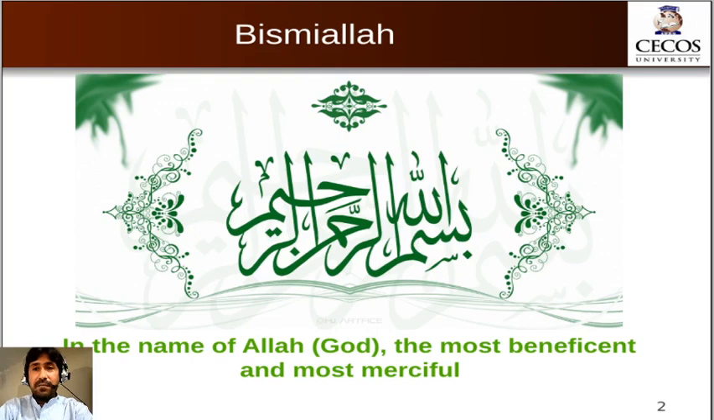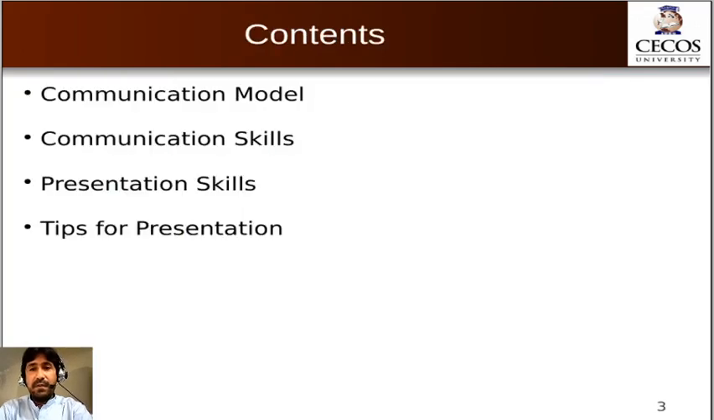The contents of today's presentation are that first I will talk about a communication model in general, and then some communication skills which are required for delivering any useful presentation, and then some presentation skills and how to acquire them, and finally some tips for presenting any topic.